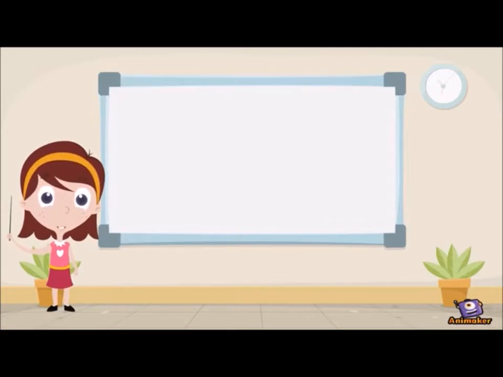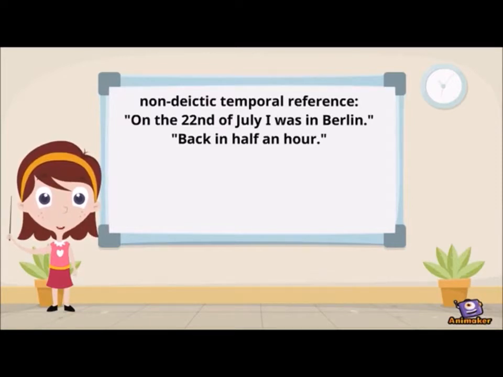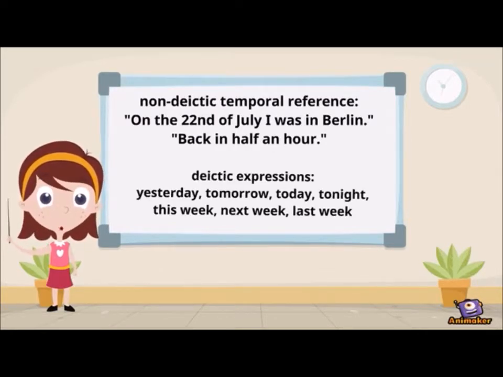We also use elaborate systems of non-deictic temporal reference, such as calendar time, for example, on the 22nd of July I was in Berlin, and clock time, for example, back in half an hour. These forms, however, are learned a lot later than those deictic expressions: yesterday, tomorrow, today, tonight, next week, this week, last week, just to name a few examples. All these expressions depend on knowing the relevant utterance time for their interpretation. Otherwise, we wouldn't know how long we need to wait when we see the sign back in half an hour.